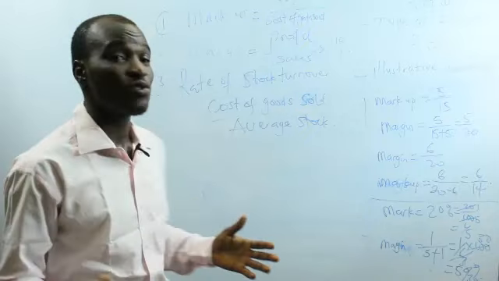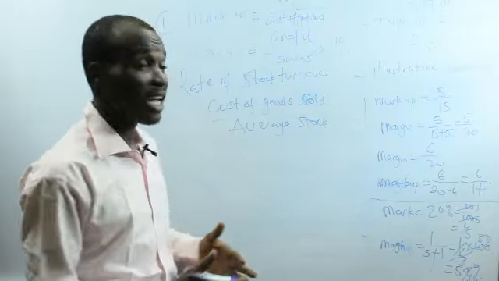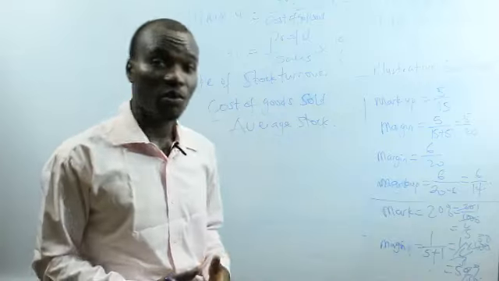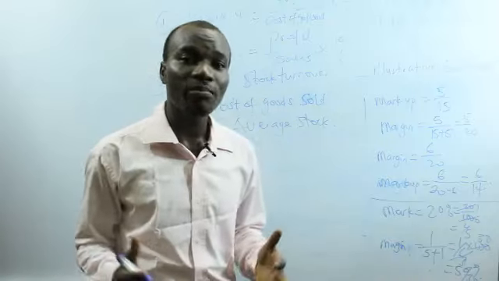So how can we derive the rate of stock turnover? That will be cost of goods sold within the period over the average stock in the period.